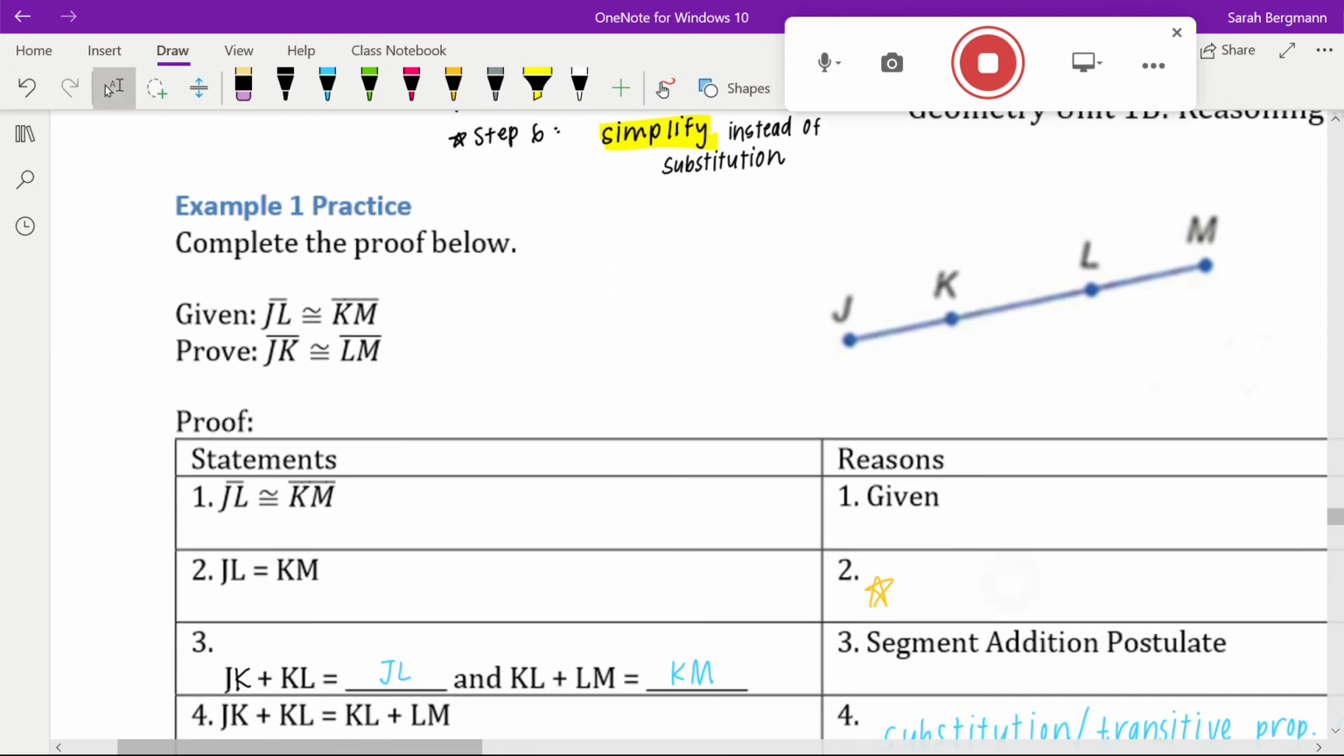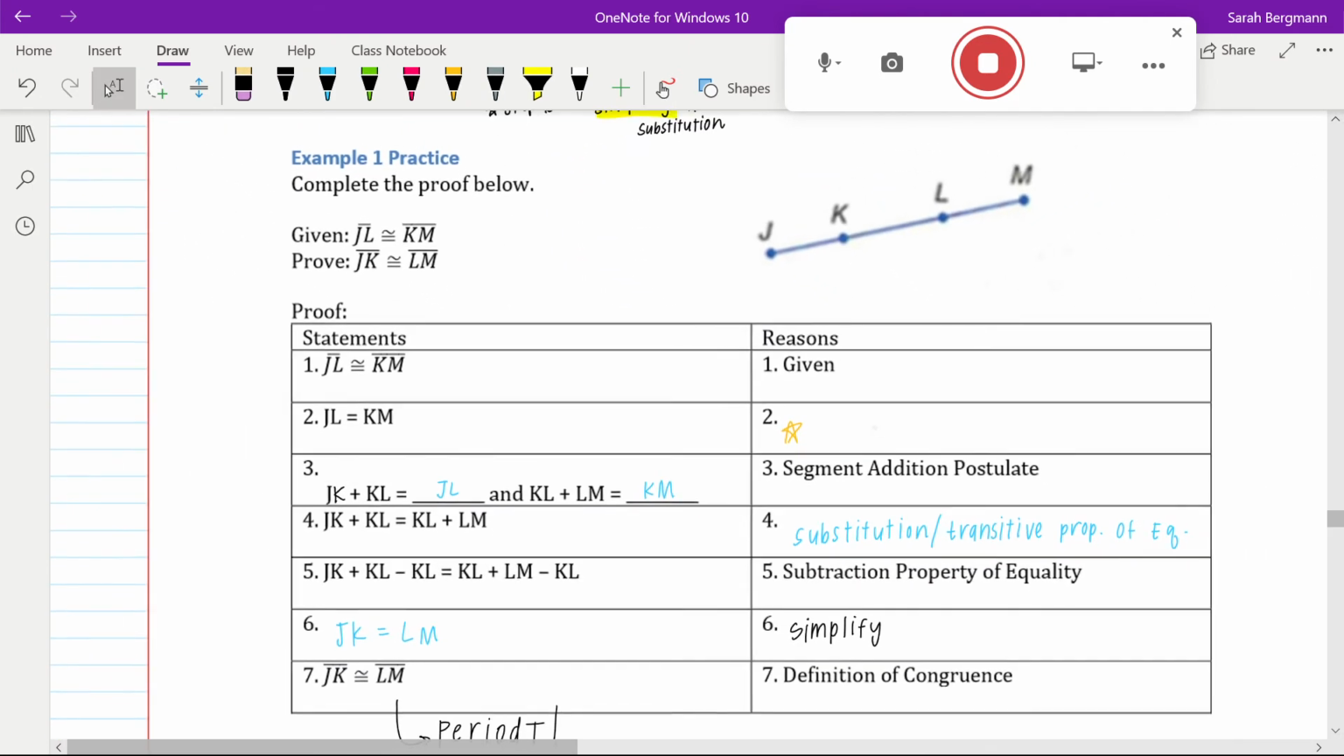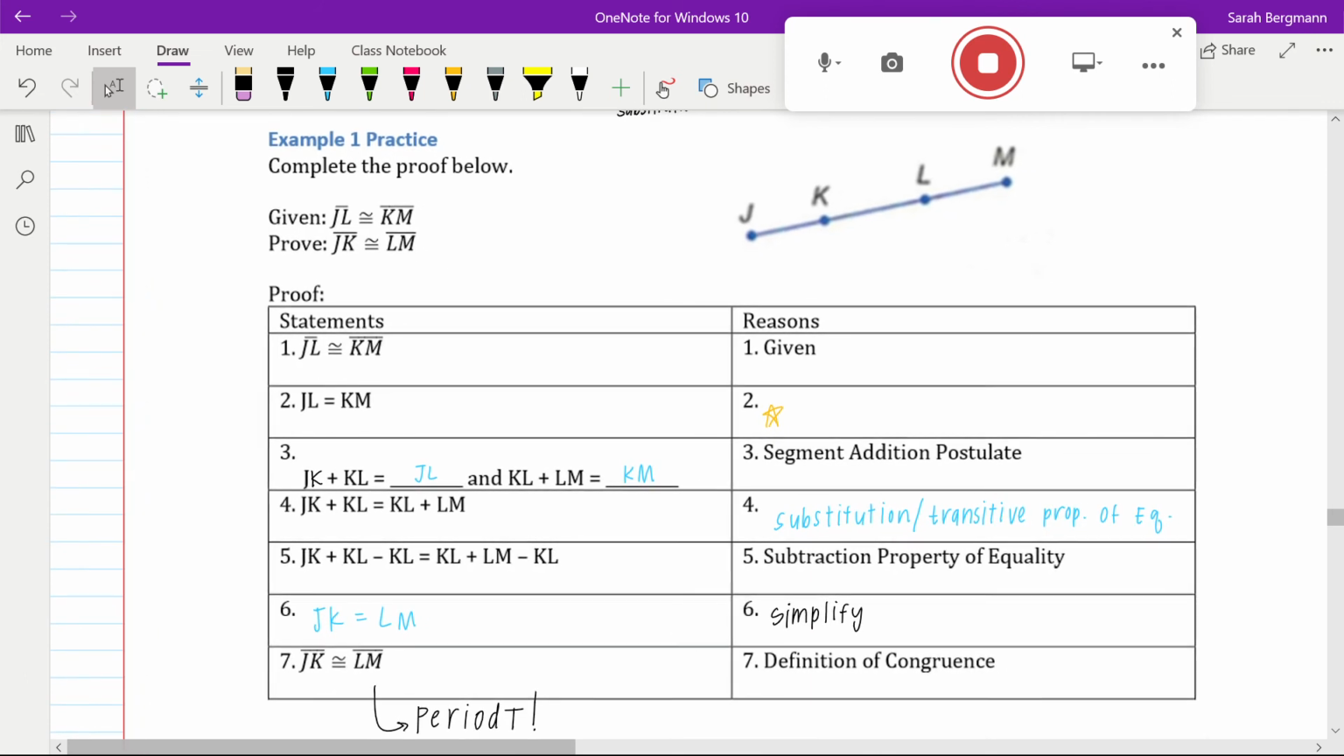All right, let's go over this together. Let's first look at what we're given and what we're trying to prove. So we are given that JL is congruent to KM. That's a little difficult to mark, so I'm just going to do it like this. JL is congruent to KM. We are trying to prove that JK is congruent to segment LM.